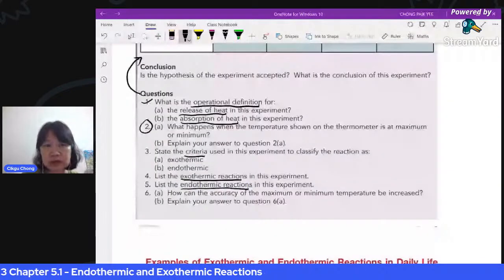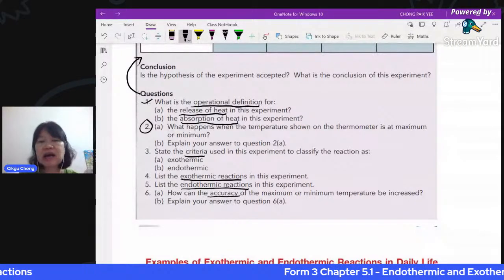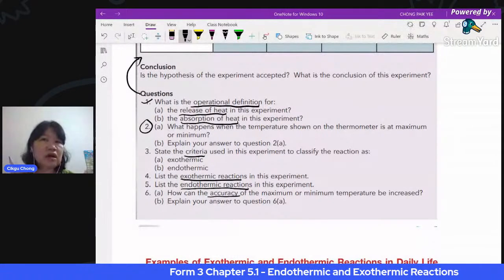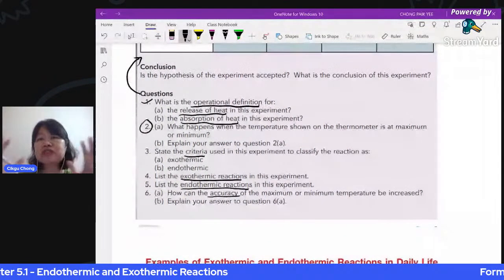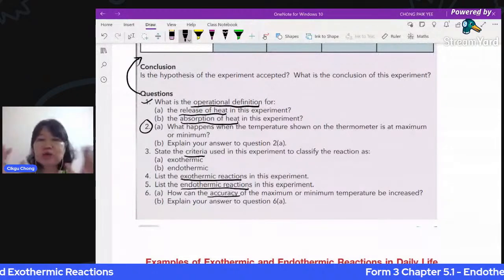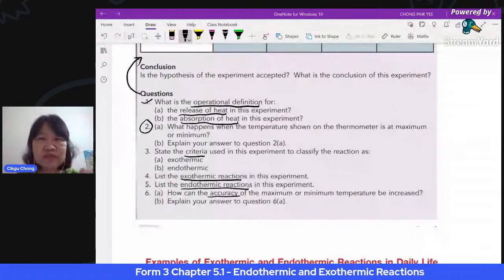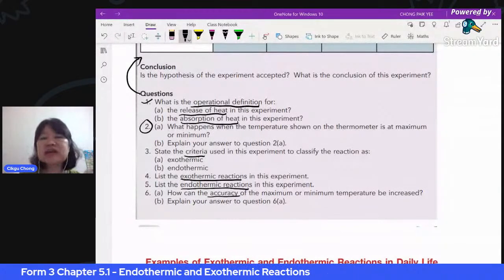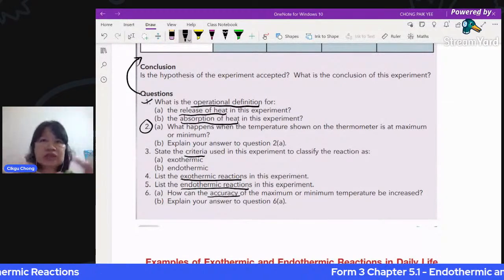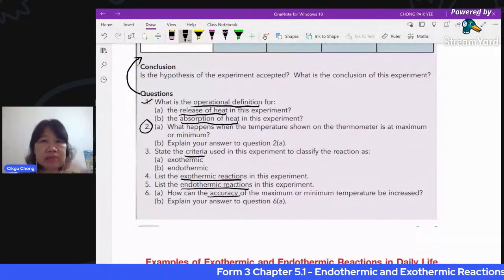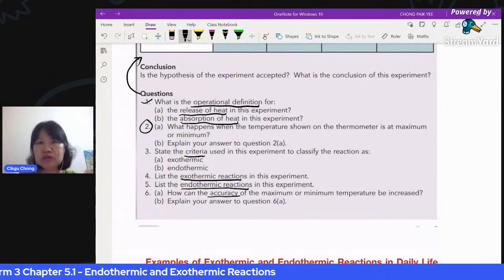And number 6, this is a KBAT question. How can the accuracy of the maximum or minimum temperature be increased? How do you make sure your experiment is more accurate? When it goes up to the maximum, you don't want the heat to go out. You want to preserve the heat. I'm giving you a clue. What kind of apparatus can you use besides the polystyrene cup? And if it's a reaction that is cooler, how do you make sure the heat from the outside doesn't come in and make it warmer? Think of the things you can do to make it more accurate.